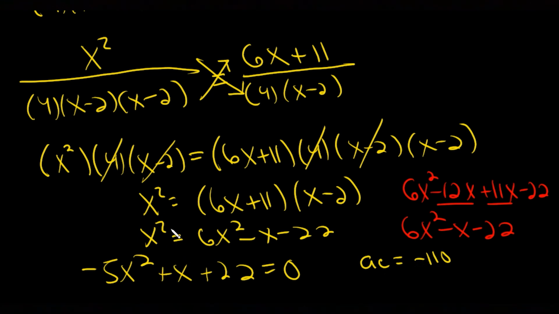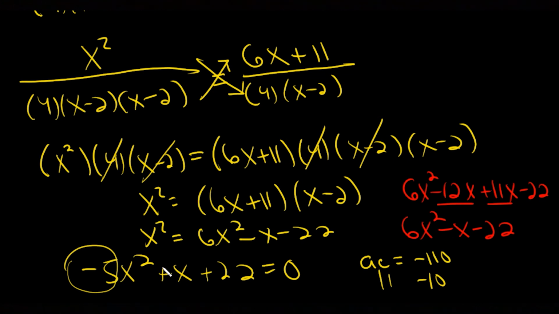Well, that's going to be 10 and 11, but one of them has to be negative. So it's going to be positive 11 and negative 10. When I multiply them, I get negative 110. When I add them, I get 1. Okay? Now, here's the deal. Your a value right here is not equal to 1. So we have to go ahead and do factor by grouping. All right? So why don't we go ahead and do that?